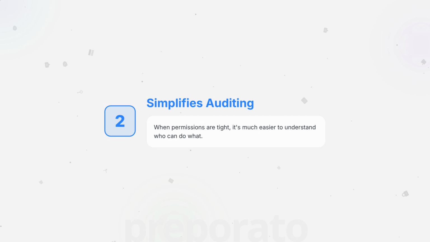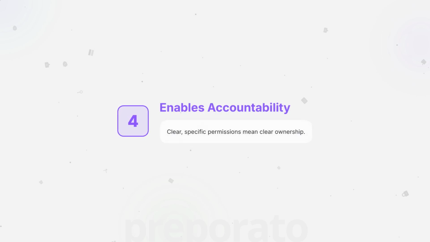Second, it simplifies auditing. When permissions are tight, it's much easier to understand who can do what. Third, it improves compliance. Regulatory frameworks like SOC 2, HIPAA, and PCI DSS all require least privilege. Fourth, it enables accountability. Clear, specific permissions mean clear ownership.